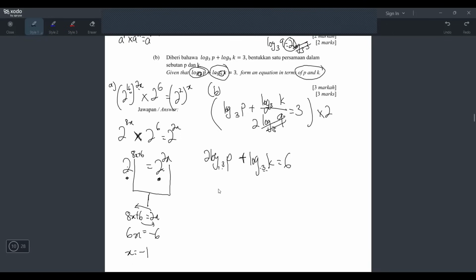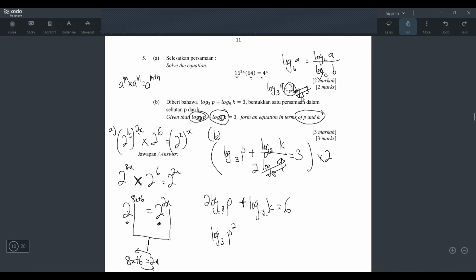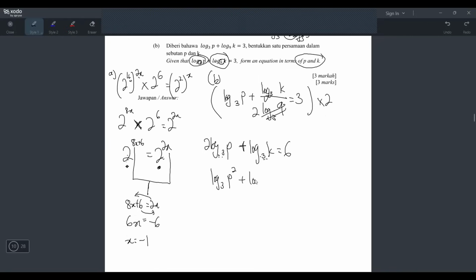So the 2 I actually have to move up to become a power, right? Because I told you already just now, if there is a power you can put it in front, which means if there is a number in front, it can go up to become a power, right? So like this. And then plus log 3k equals 6. Now you can merge. So separate logs with plus, when you merge, become a single log with times. What times what? It will be p squared times k, right?